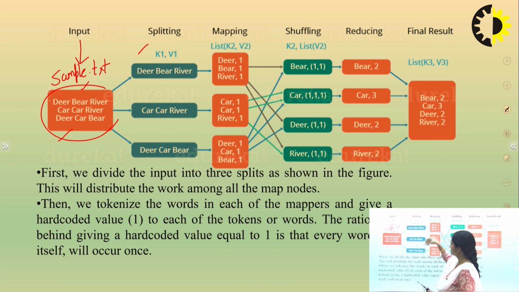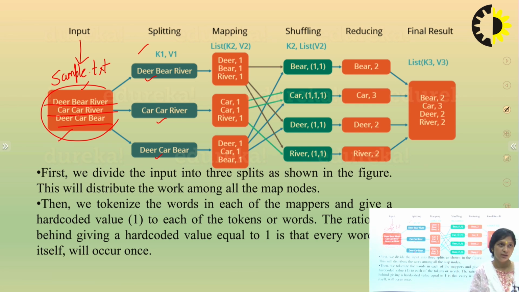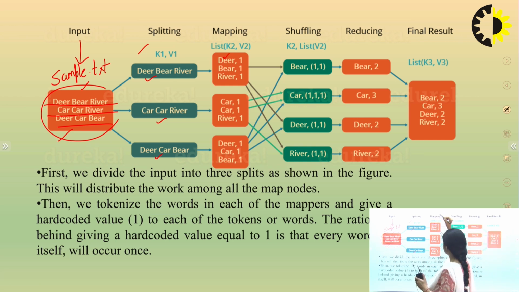How we will do the input split? First split, second and third. This is the first one, second one and third one. In the mapping phase, we will convert it into the key value pair. As I told you previously, in the map phase, you are converting the input split in the form of key value pair. Key is here and value is 1. In the mapping phase, you are converting this input split into the key value pair.